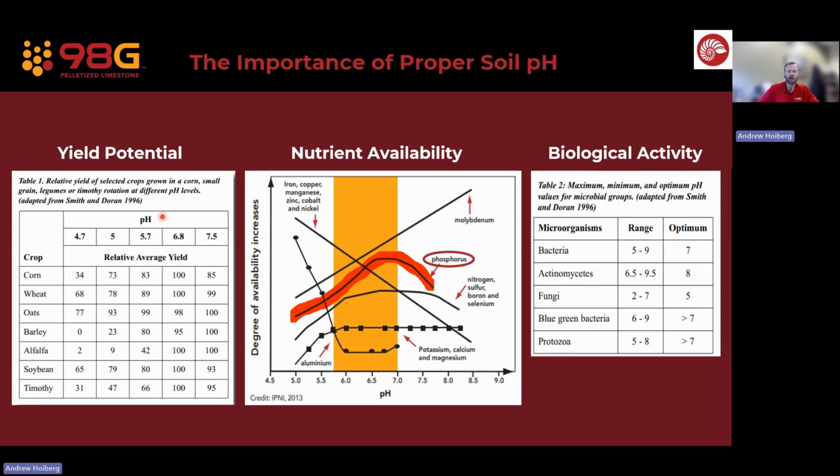A lot of target pH values in the Midwest are set right around 6, and I know the conventional wisdom tells us that we should be right around 7.